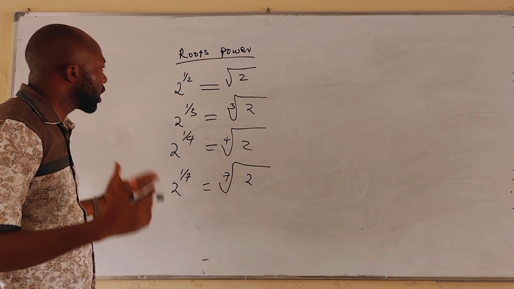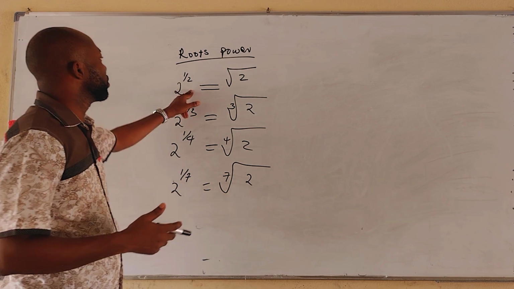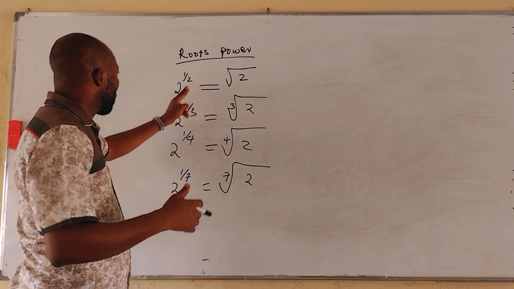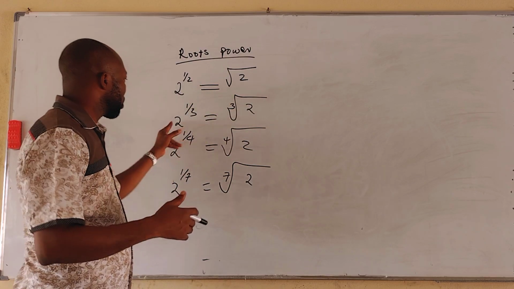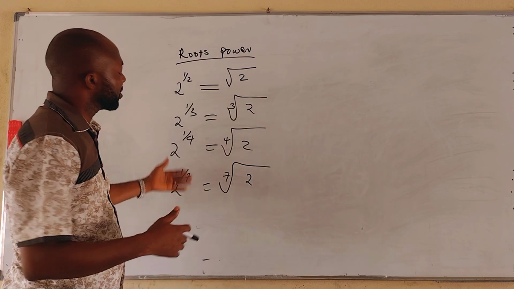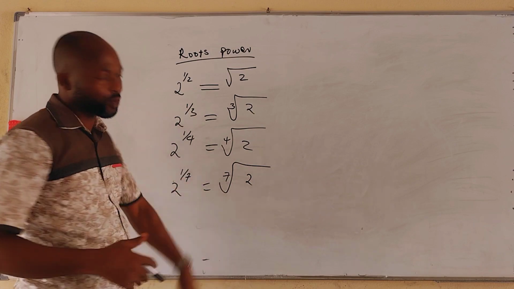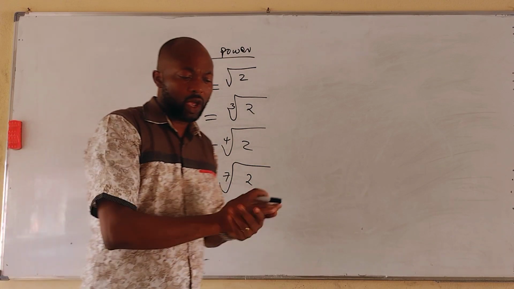So at all times, you should know that 1 over 2 is the same thing as square root. 1 over 3 is the cube root. 1 over 4 is the 4th root, 1 over 7 is the 7th root, 1 over 5 is the 5th root, and so on and so forth. We can do that.